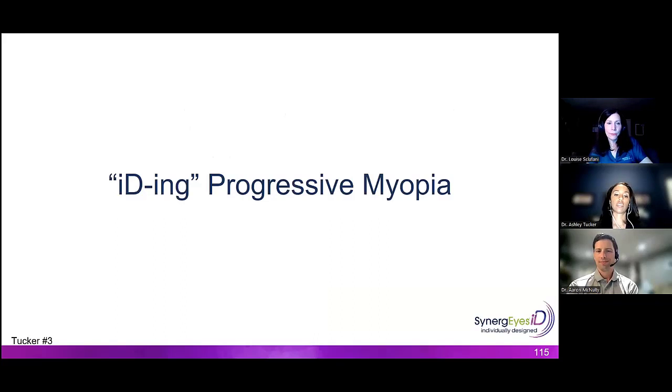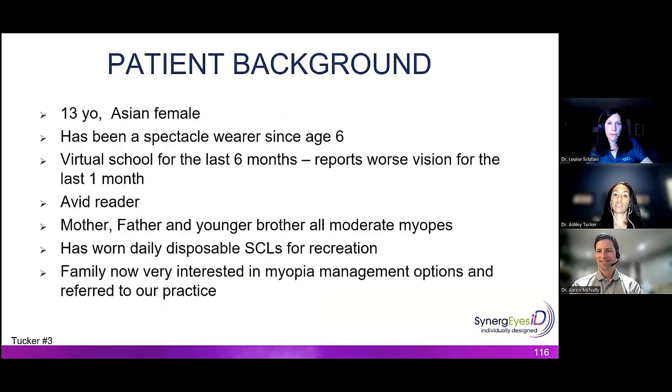Sure. So this one I titled IDing Progressive Myopia. This is really thinking outside of the box and using the ID lens for myopia management. So this is a 13-year-old Asian female, been wearing glasses since the age of 6. Back when I fit her in this lens, she had been in virtual school for the last 6 months and reported that her vision had been worsening over the last month or so.